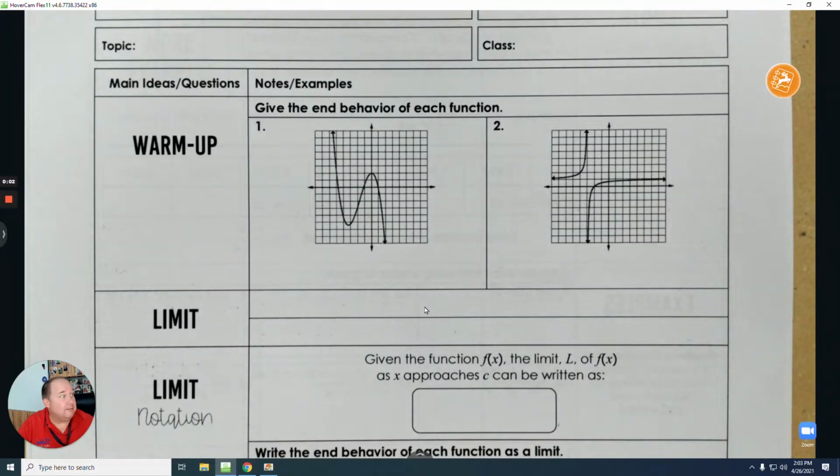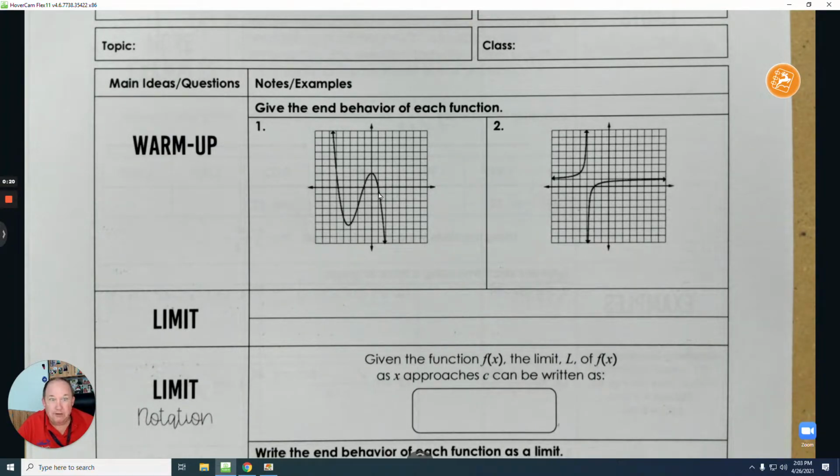Hey, this is limits, the beginning of calculus. Here we go. So before we talk about a limit and how that's the beginning of calculus, can you describe the end behavior here using math statements? Do you remember how to do that?